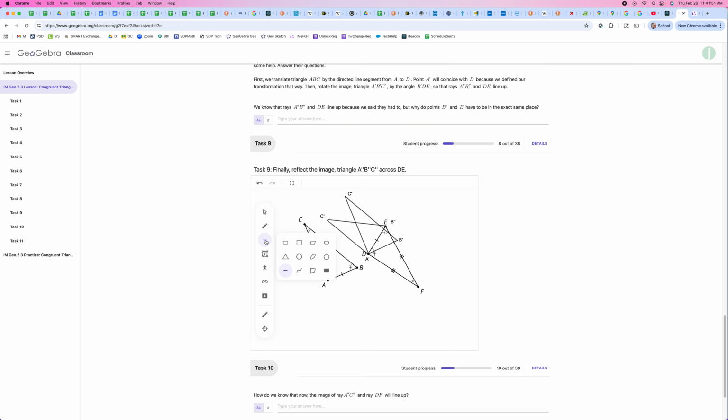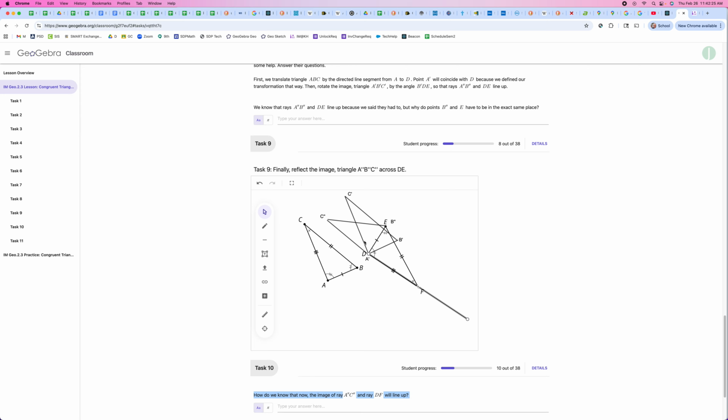The question that they're asking is, how do we know that when we reflect this triangle right here, how do we know that this point, C double prime, when we flip it over, is going to land exactly on this ray? This is a tough question. How do we know that this is going to land exactly on this ray?